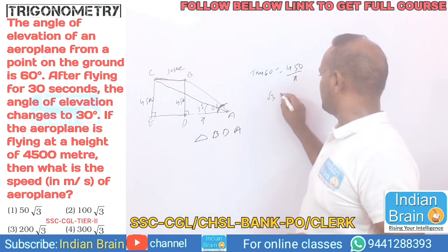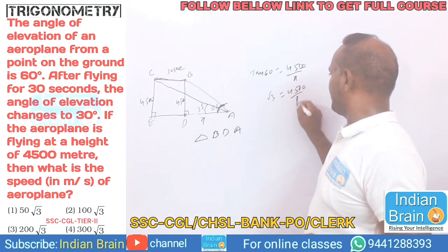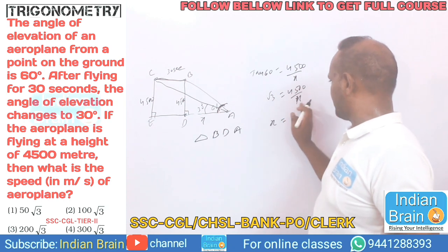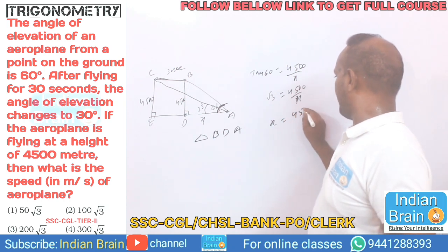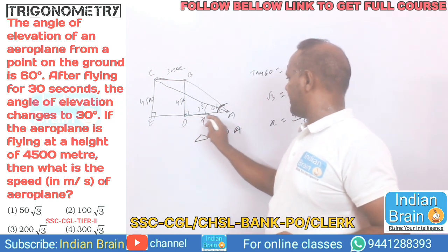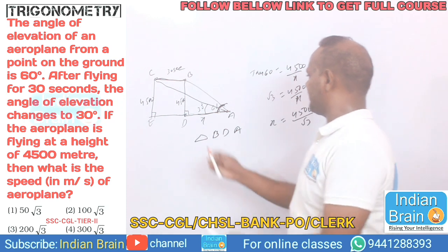Okay, then what is the x value? Root 3 is equal to 4,500 by x. X is equal to, don't confuse, it will be 4,500 by root 3. We got the distance between D and A. But unfortunately, I don't want the D and A distance, right?